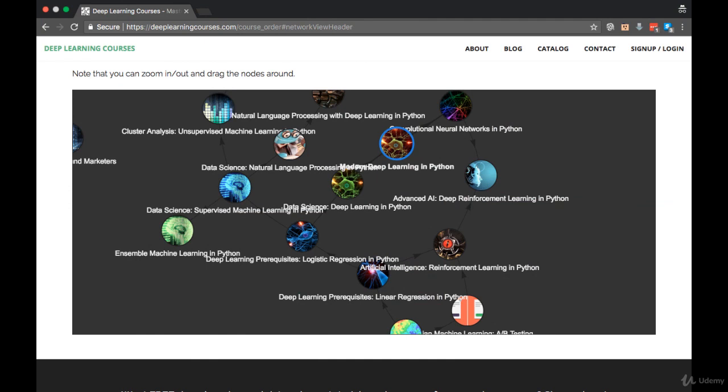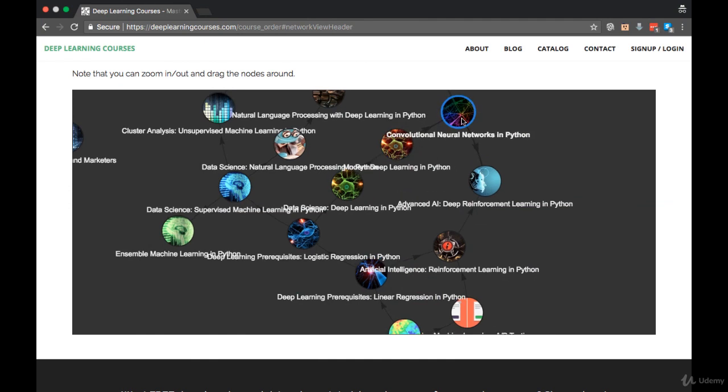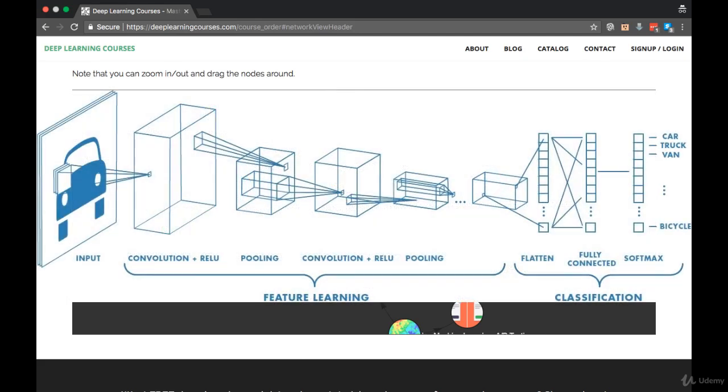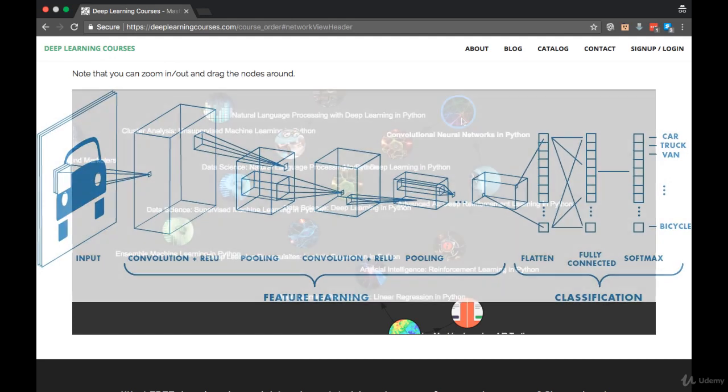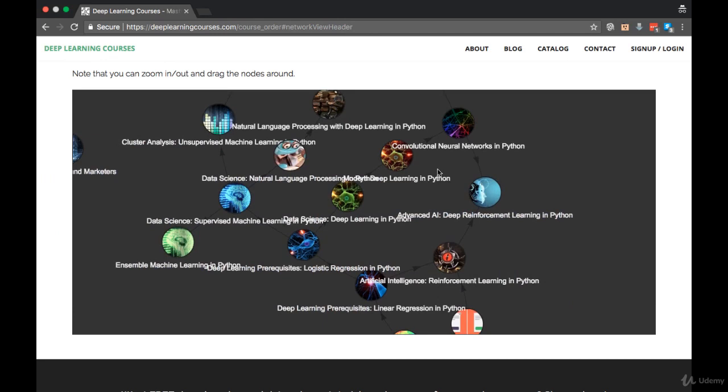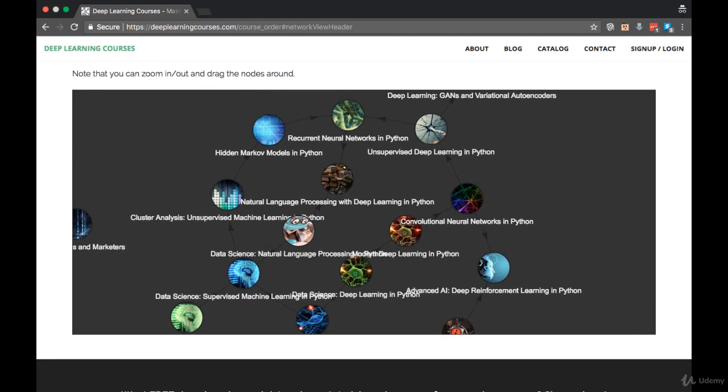So that brings us to the next course in the Deep Learning series, Convolutional Neural Networks, or Deep Learning in Python Part 3. This is all about how to incorporate convolution into neural networks and what convolution is in the first place, and how that helps us make use of the structure of images. Let's scroll up a bit. So after convolutional neural networks, we take a detour into unsupervised deep learning.